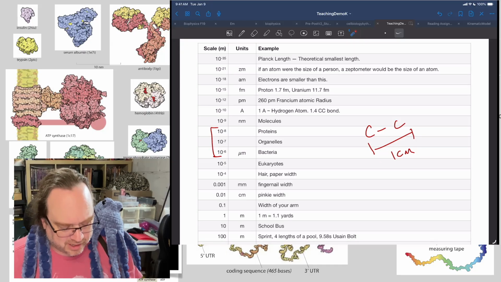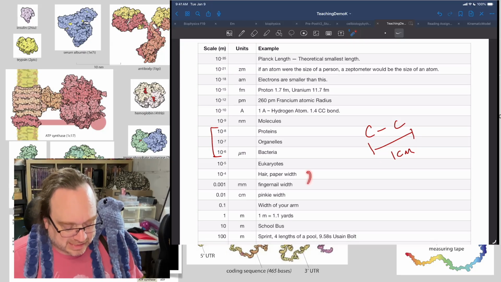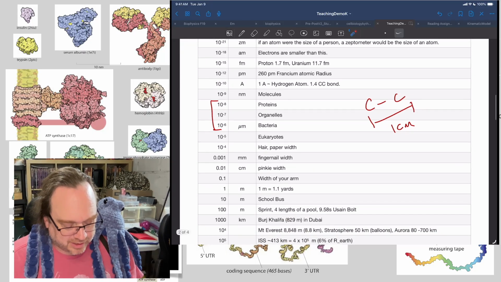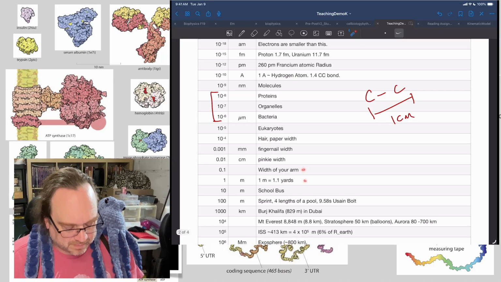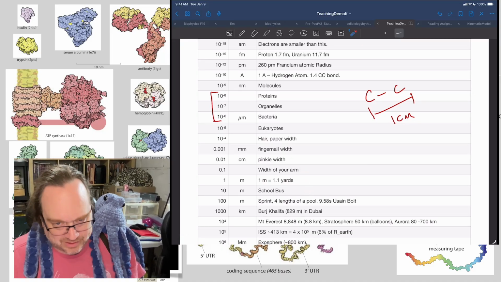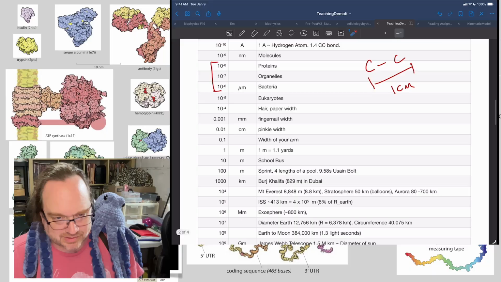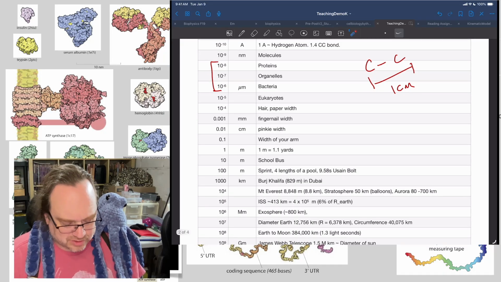10 times bigger than that is sort of your human hair and your width. And we can just keep going, 10, 10, 10. Your pinky, the width of your arm, a 1 meter, a school bus. I don't know why I use that. I guess everybody knows it. I needed something that was about 10 meters long. And we can just sort of keep going, 10 times bigger, 10 times bigger.